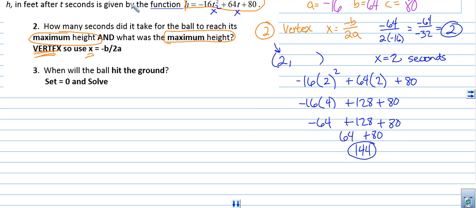And then this is feet per second. So H is going to be in feet. Okay? So this is going to be 144 feet. Okay? So the answer to question number 2 is 2 seconds and 144 feet. Both of those will be the answer. Or you get the vertex of 2 and 144. So that's 2 seconds it takes us to get to 144 feet.